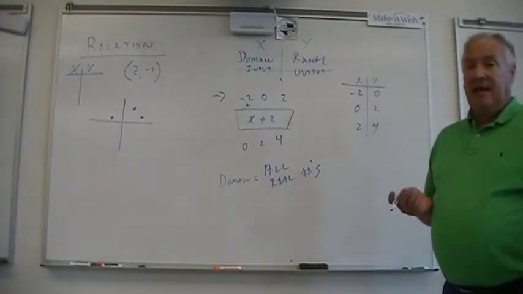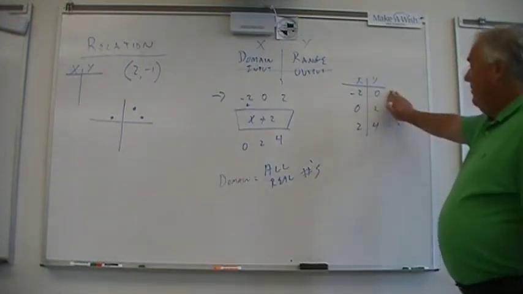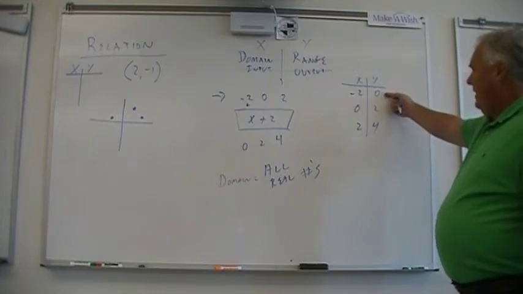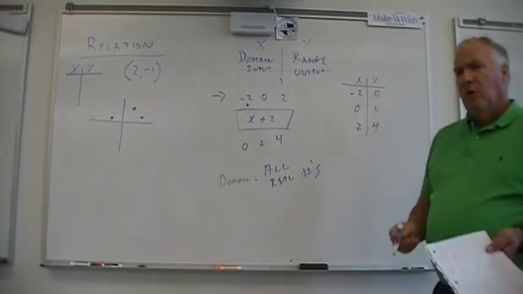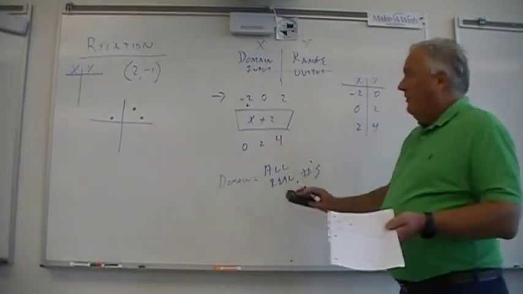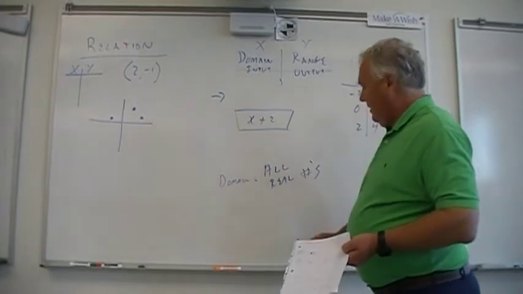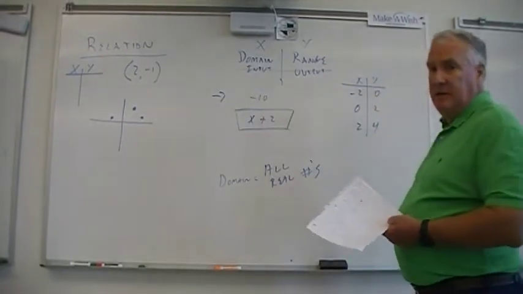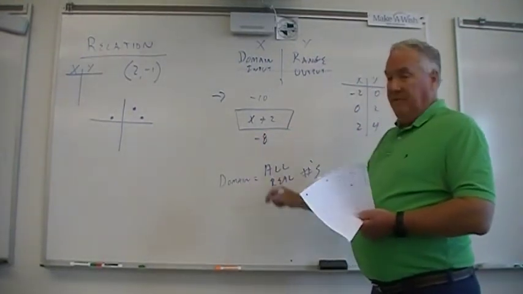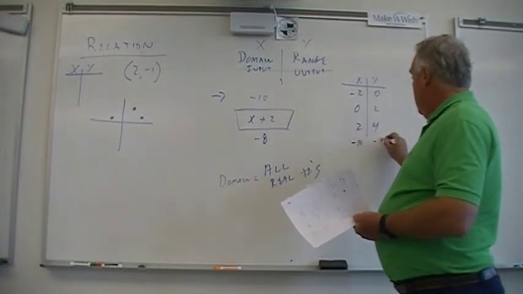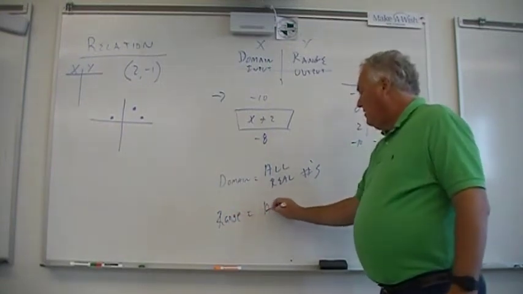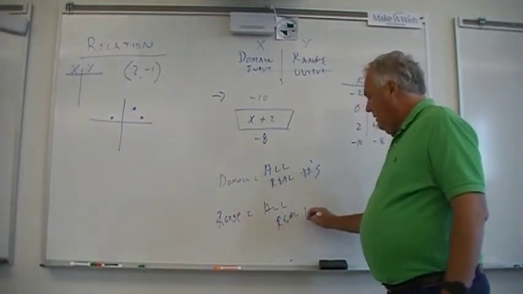The question is, can anything come out? Meaning, can we get negative numbers from this? I just put in -2, 0, and 2, and I only got 0, 2, and 4. Does that mean we're only going to get positive numbers or numbers greater than 0? And the answer is no. So finding the range sometimes is a little more difficult, because if I put -10 into this, -10 plus 2, you get -8. So the range is also all real numbers.